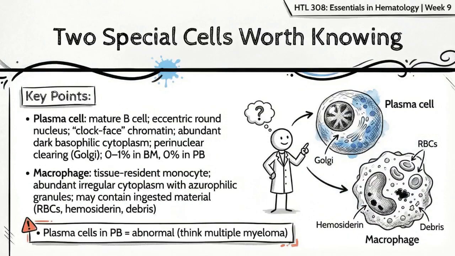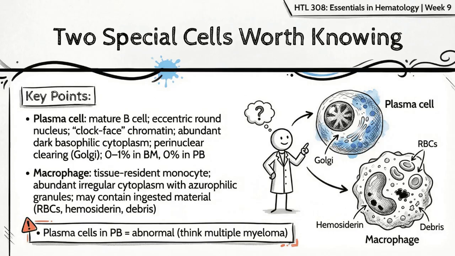We've covered the main circulating leukocytes, but before we move on, let's briefly touch on two special cells you'll encounter in specific contexts: plasma cells and macrophages. These cells don't normally hang out in your peripheral blood, but they're critical players in the immune system and important to recognize. Plasma cells are essentially antibody factories, the end stage of B-cell differentiation.